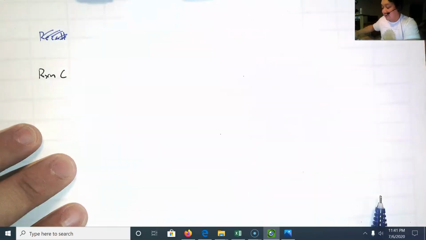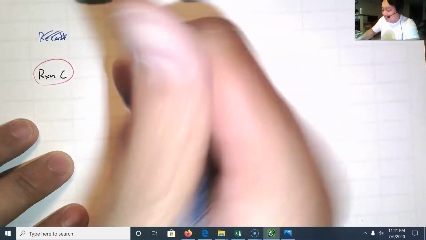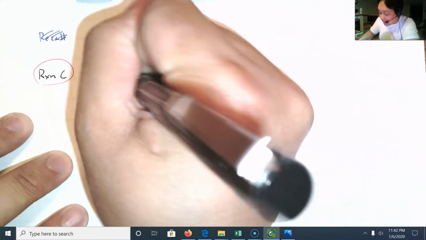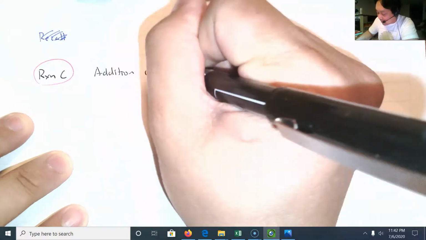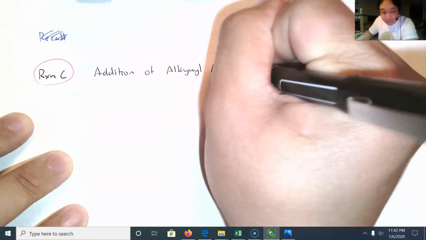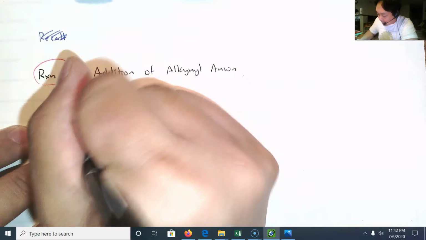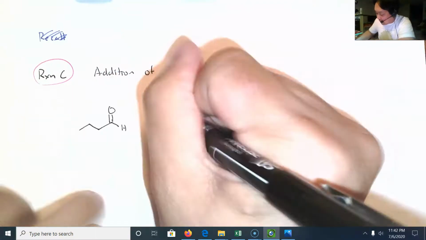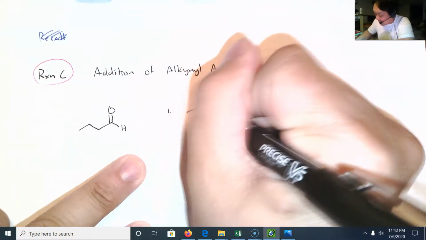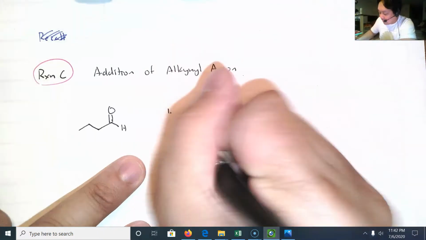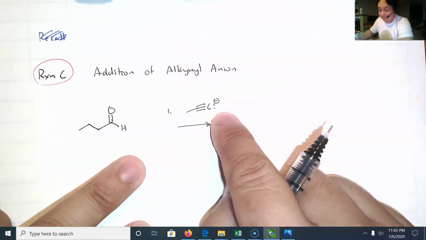We're going to use something that's very familiar from organic chemistry 1, but we're going to use it in a different way. And that is the addition of a triple bond anion, which we've done before, right? So we'll call this alkynyl anion. Let's do an aldehyde. And the alkynyl anion I want to use is just a very simple one. You know how to make this, right? From the terminal alkyne, you could just use NaNH2 to deprotonate.